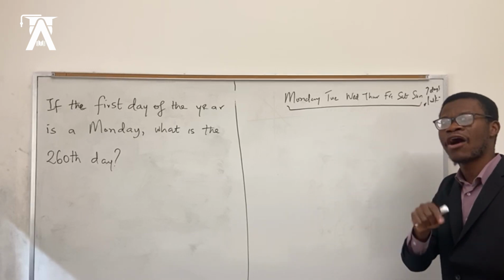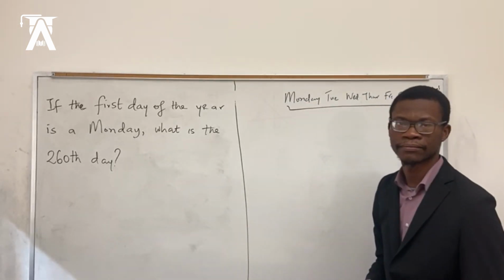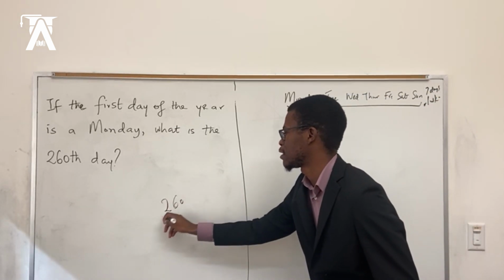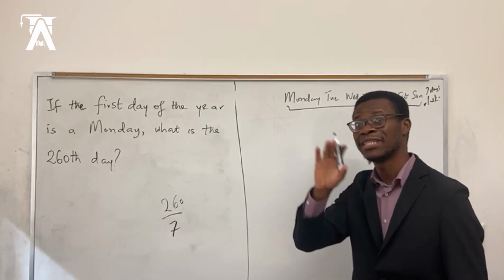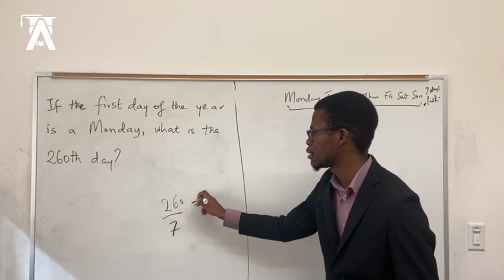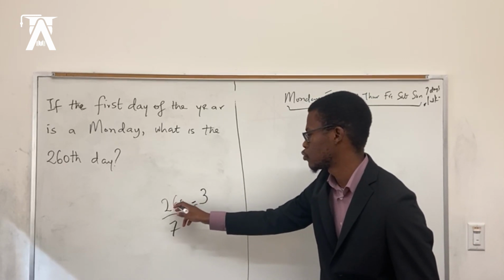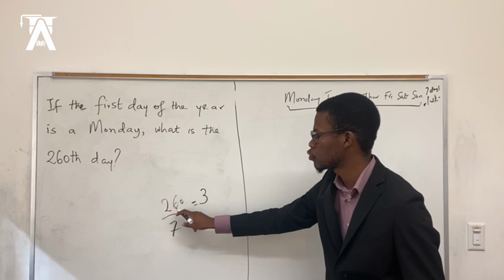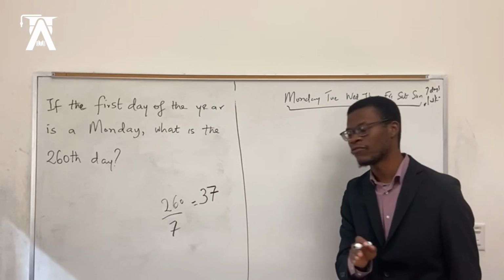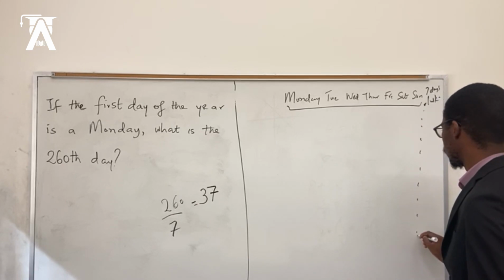Now the question is, how many complete cycles would we get from 260 days? So what do we do? Divide 260 by 7 to find out how many complete cycles we have. All right, so we have 7 goes in 26 3 times. Then we have 26 minus 7 times 3 is 21. 26 minus 21 is 5. 7 goes in 56 7 times. So we would have 37 cycles of Monday to Sunday. All right. So this will happen 37 times.